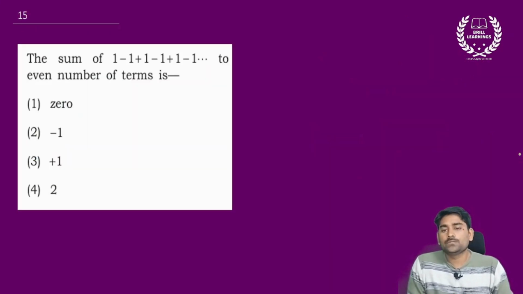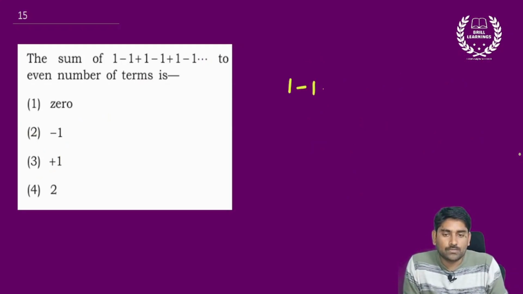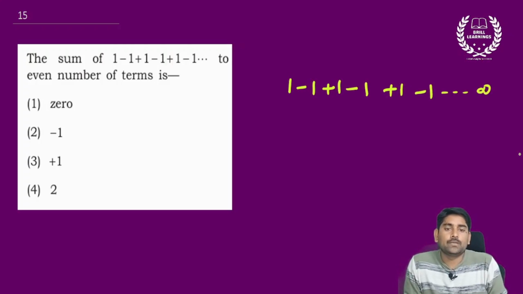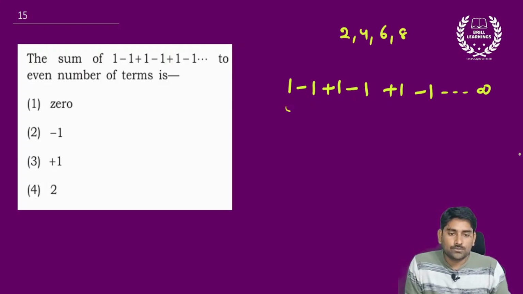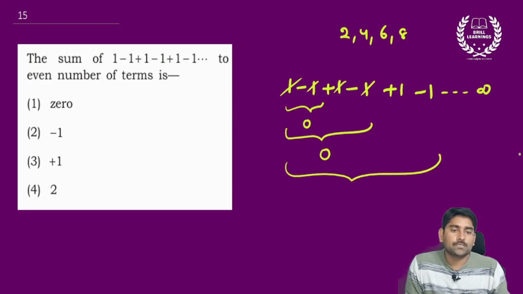Sum of 1 minus 1 plus 1 minus 1 plus 1 and so on up to infinite, for an even number of terms, they are asking. So even number of terms means 2, 4, 6, 8. First let us take two numbers, so 0 net. If I take 4 numbers, these two cancel and these two cancel, so 0 here also. If I take 6 numbers, these two will be cancelled, these two will be cancelled and these two will be cancelled. For all even numbers of terms, I am getting 0. So the first one is our answer.